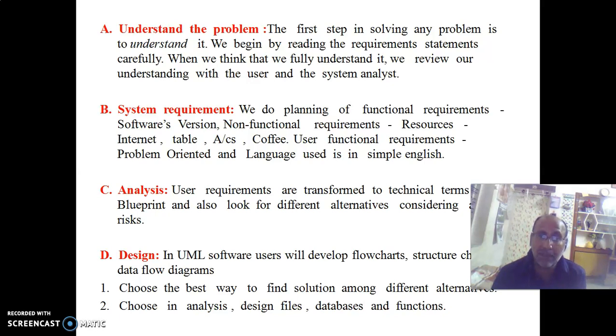Next one is design. In UML software, users will develop flowcharts, structure charts, data flow diagrams. Choose the best way to find a solution among different alternatives. Choose in analysis, designing files, databases, and functions.